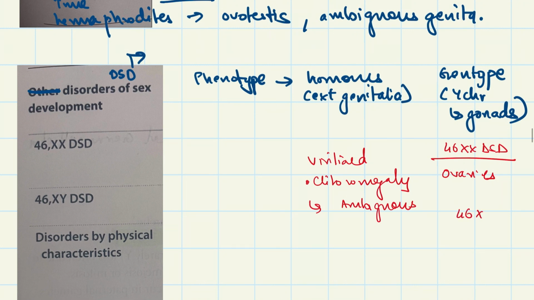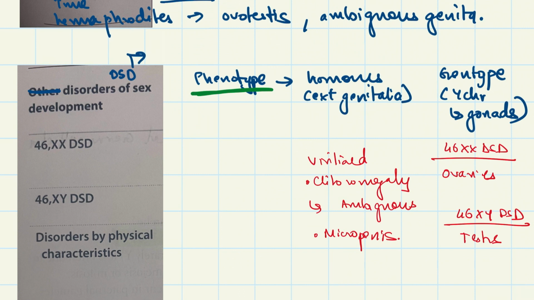Similarly, in case of a 46XY DSD, the gonads are testes, but the genitalia are ambiguous, that is, there is a micropenis. So these disorders where there is a disagreement between the phenotype and the genotype are called DSD or intersex. Earlier, these individuals were called pseudohermaphrodites.